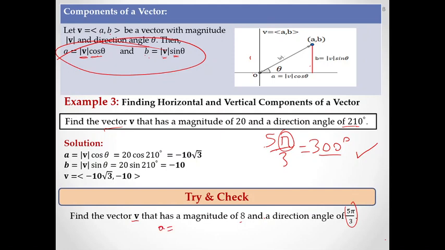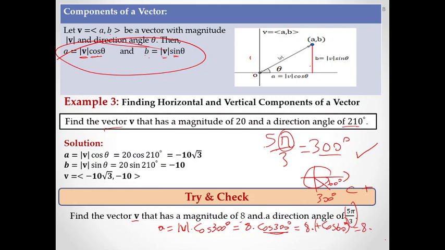So the components will be: A will be the magnitude of v times cosine 300, which is 8 times cosine 300. Its reference angle is 60. It has to be 8 times cosine 60. And cosine is positive here, so it has to be positive cosine 60, and this will be 8 times 1 over 2, which is 4.